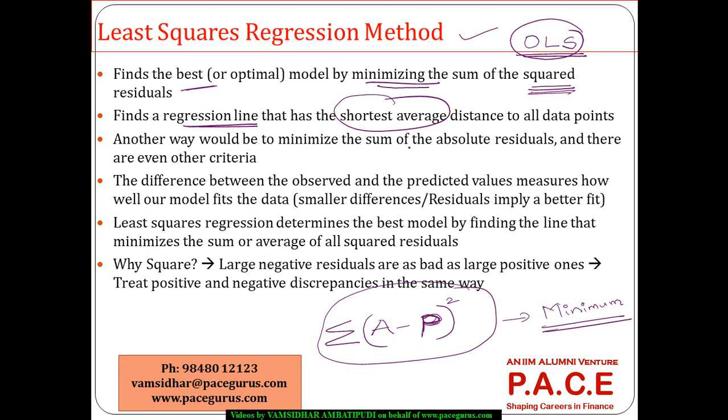Now, why only the square? There could be different logics, and at the same time there are other mechanisms. I can minimize the sum of the absolute residuals rather than the squares of the residuals, or there could be any other, but the most popular one used very heavily in the industry is the model which minimizes the squares of the residuals.